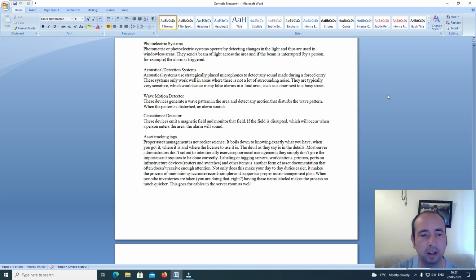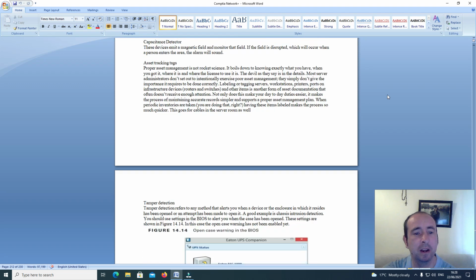Wave motion detector. These devices generate a wave pattern in an area and detect any motion that disturbs the wave pattern. When the wave pattern is disturbed, an alarm sounds. Capacitance detector. These devices emit a magnetic field and monitor the field. If the field is disrupted, which will occur when a person enters the area, the alarm will sound.